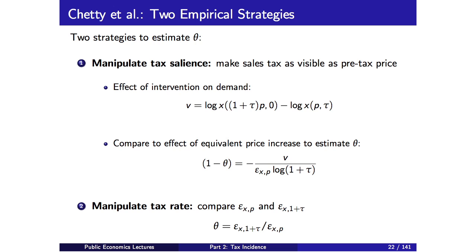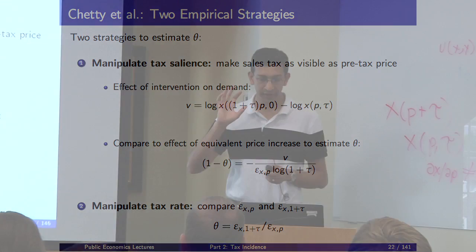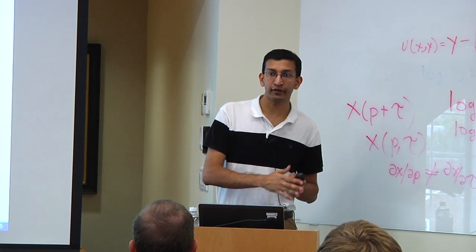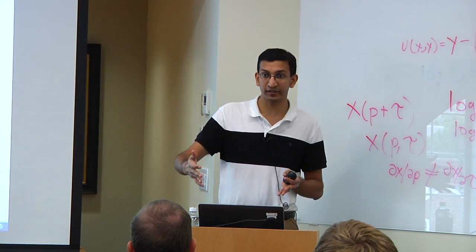Okay, so conceptually what you want to do, and you can work out the algebra later, is compare the effect of this intervention to an equivalent price increase in order to estimate theta. So let me give you an example. Suppose the sales tax rate is 8%, okay? And I make the sales tax visible, and I see that demand fell by, let's say, 4% for the product when I made the sales tax visible. Now, another intervention that I can think about is what would happen if I raised prices by 8%. That is the amount of the sales tax.